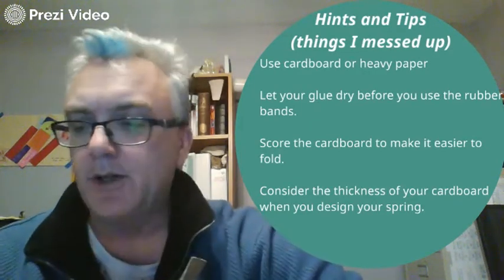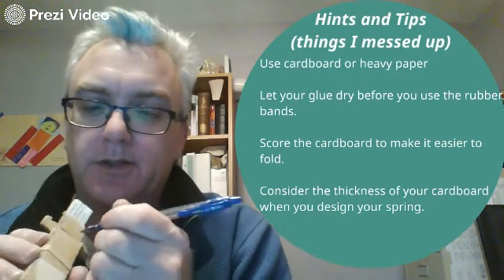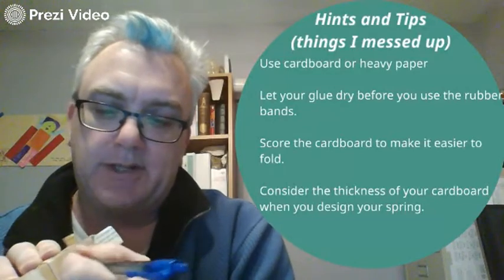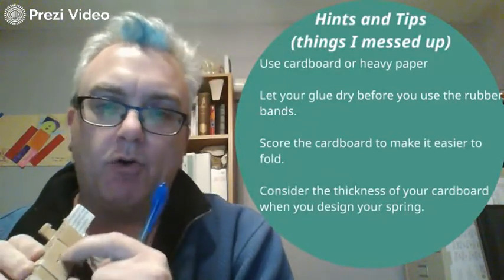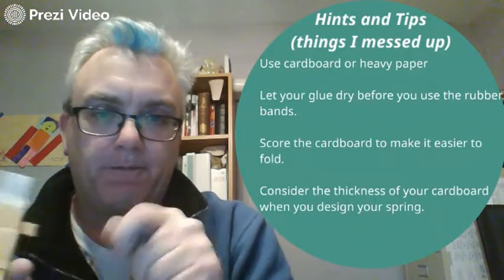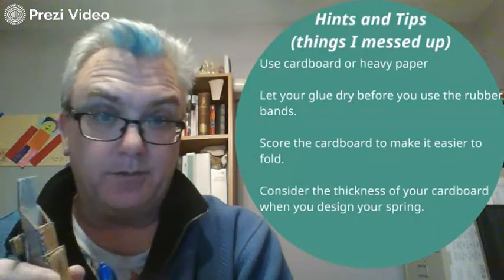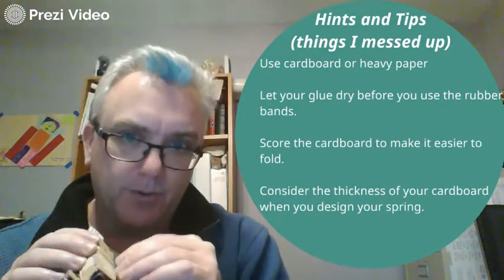Score the cardboard. If you're not sure how to do that, that means you're going to take a pen or a pair of scissors or something, and you're going to press down real hard on the cardboard like that to make kind of a groove in it, right? And that's called scoring. If you score the cardboard, it'll fold a whole lot easier than if you don't score the cardboard. And you want to try to do that with a ruler, not like I did there. Do it with a ruler so it's nice and straight.